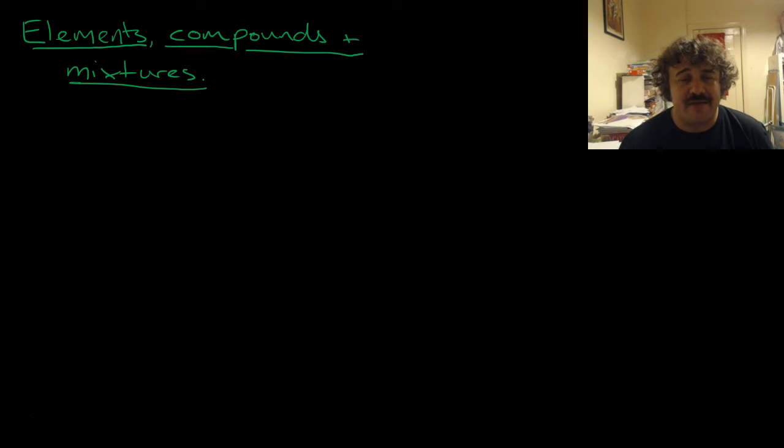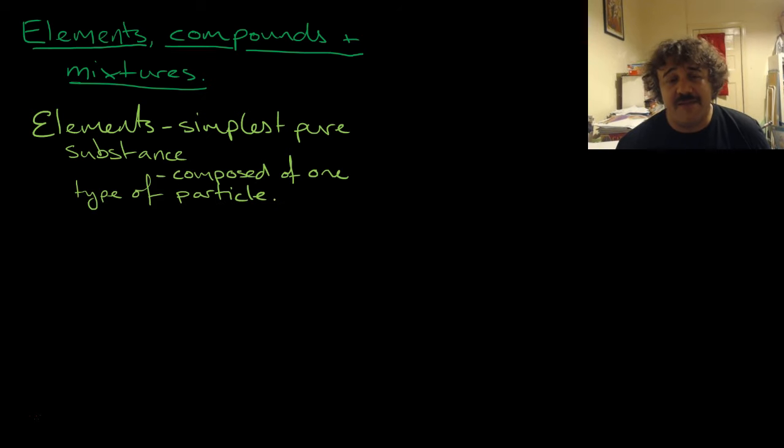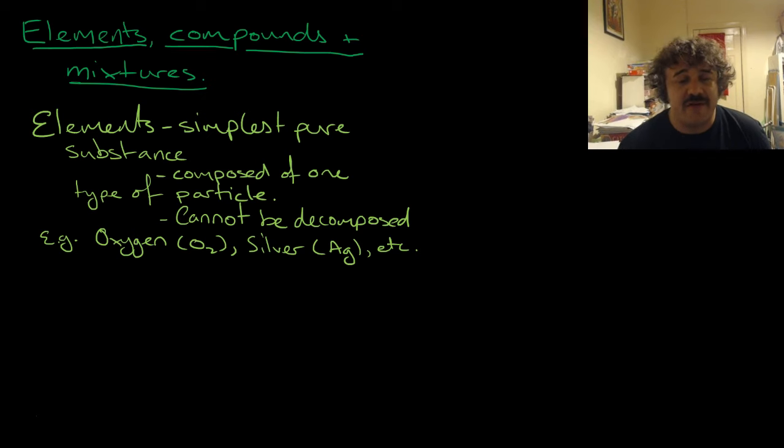Let's really get down to the individual components. Basically, an element is the simplest pure substance. It is made up of one type of particle, one type of atom. You can have diatomic elements, such as oxygen gas, or you can have monatomic elements, such as helium. They cannot be decomposed into different substances. So for example, you could actually break down oxygen gas into oxygen ions, oxygen free radicals, but they're still oxygen. So oxygen, silver, etc. Anything that you see on the periodic table essentially is an element.